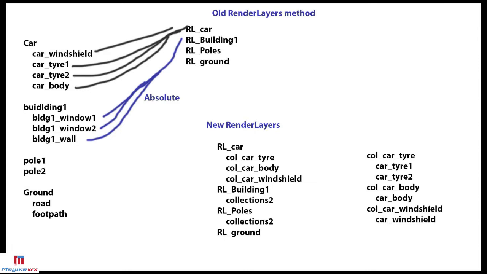Here also we have a render layer called RL underscore car, but instead of adding objects into the render layer, we created different collections and added them to it. So if you can see in RL car, we have collection car tire, we have collection car body, all those added into the layer. We can add object settings to collections instead of objects.